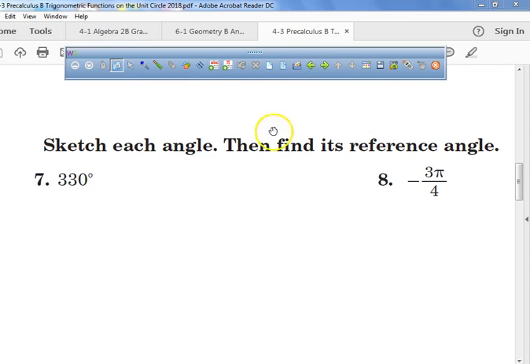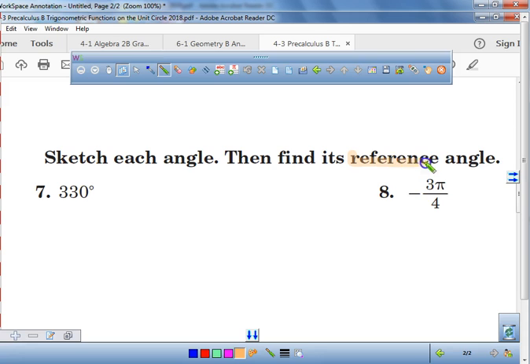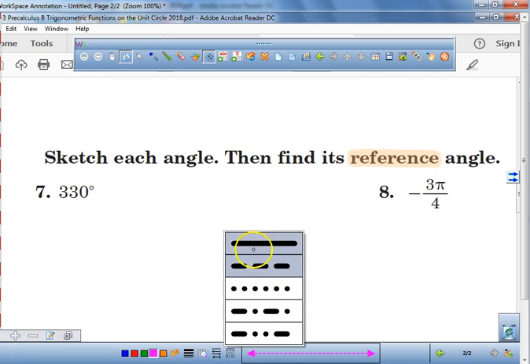Alright, we are continuing with Chapter 4, Section 3. What we're going to do is practice sketching each of these angles. Then we're going to talk about this concept called the reference angle. Okay? So what I need you to do right now, in your journal, is make an X and a Y axis.